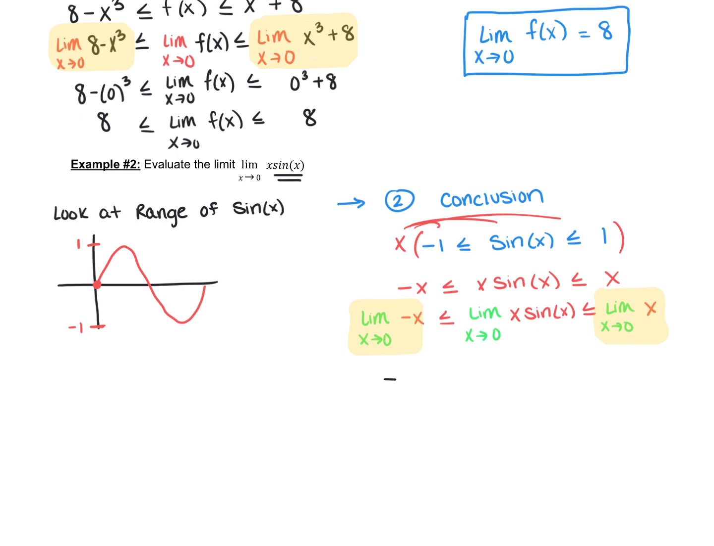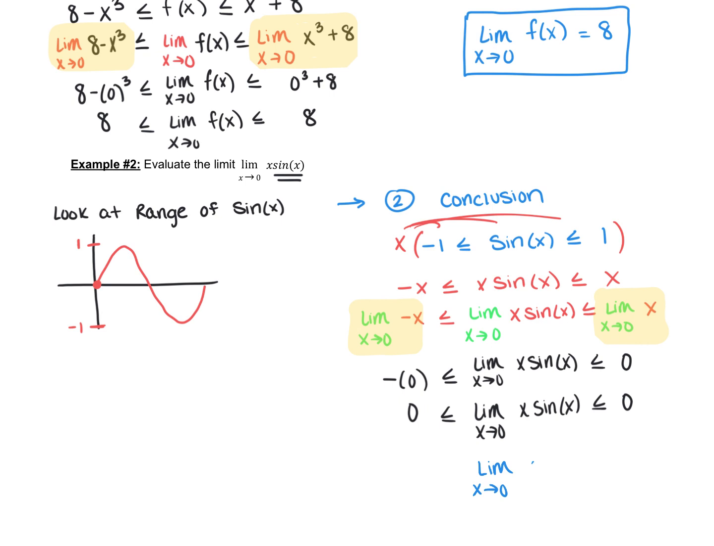So this left side, negative 0, is obviously 0. This right side, 0, is just 0. And again, just for writing it correctly for the AP exam, we're just going to bring down the middle. So this proves, using the squeeze theorem, that the two outside functions have the same limit. So since that's true, the middle will also have the same limit. So the final answer to this question is the limit as x approaches 0 of x sine x must equal 0.